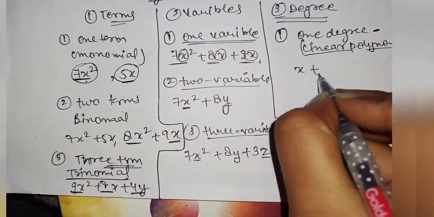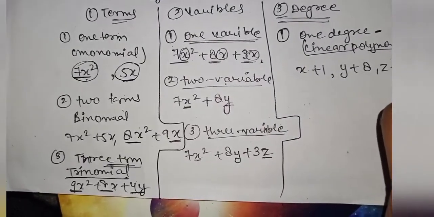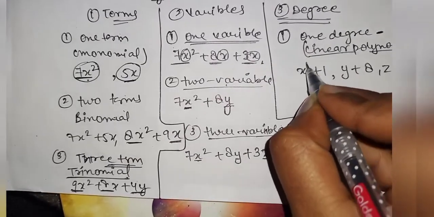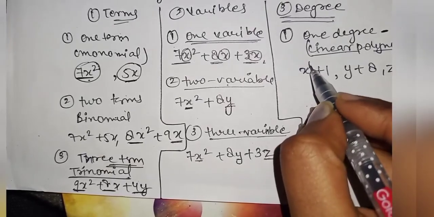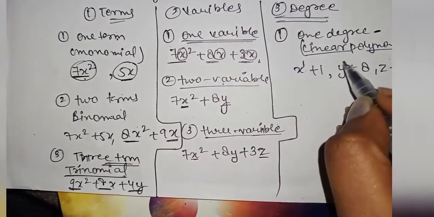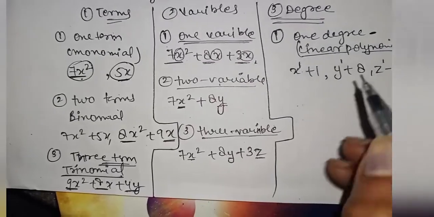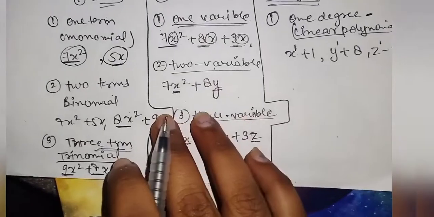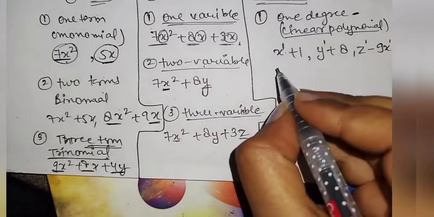For example, x plus 1, y plus 8, z minus 9, x, anything. If there is only 1 degree as highest, like here there is nothing, so we can say the power is 1. Here there is nothing, so we can say the power is 1. Here 1 power, 1 power. So if the power is 1, or the degree is 1, or exponent is 1, so we can say the term, or the equation, is in linear polynomial or in 1 degree polynomial.